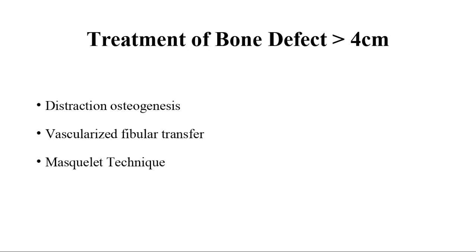So now I have a defect. There's no infection and everything is progressing nicely, but I have a defect. How large is this defect? So let's say the defect is over 4 centimeters. What are your options? Well, there's distraction osteogenesis or bone transport. You can do a vascularized fibular graft. That's what the plastic surgeon does, or some call the Masquelet technique.